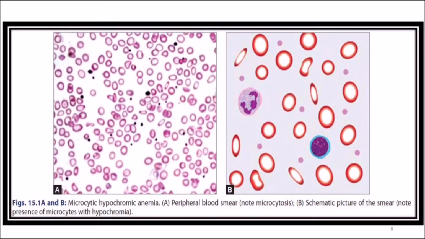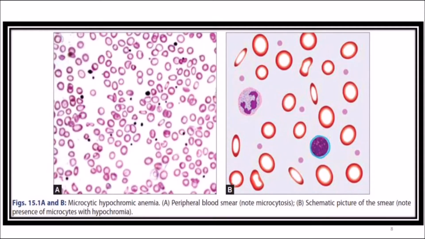So in this figure you can see a figure of microcytic hypochromic anemia. There is A as well as B. This is taken from the GK Pal textbook. In the first picture you can see a peripheral blood smear, in which you can see microcytosis. The size of the RBC is very less.